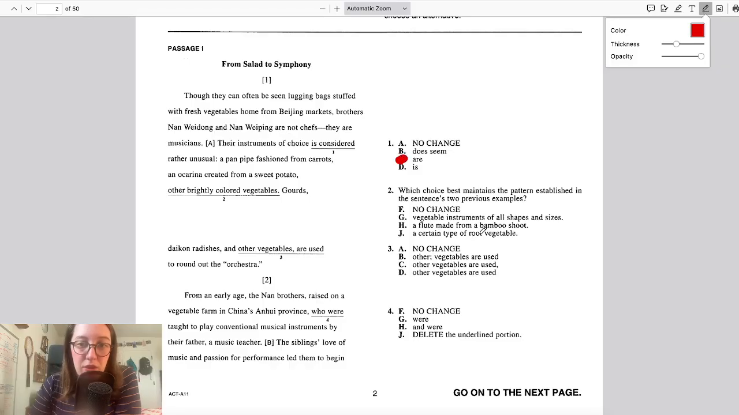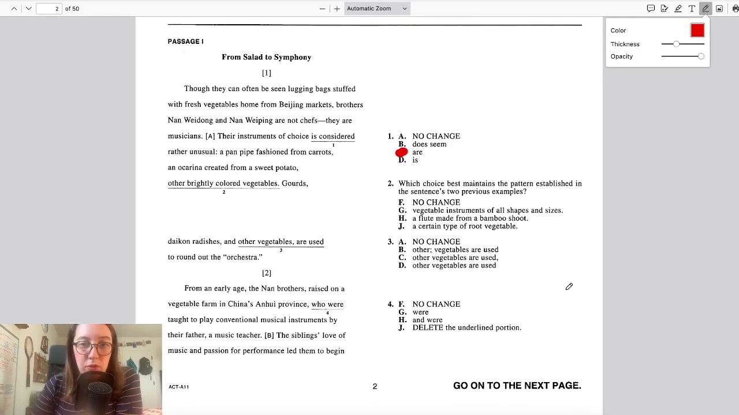C, R. Great. Okay, so number 2, which choice best maintains the pattern established in the sentence's 2 previous examples? This is the list I was talking about. A panpipe fashioned from carrots, an ocarina created from a sweet potato, other brightly colored vegetables. So we need an instrument and what food item it was made out of. So this would be H, a flute made from a bamboo shoot.